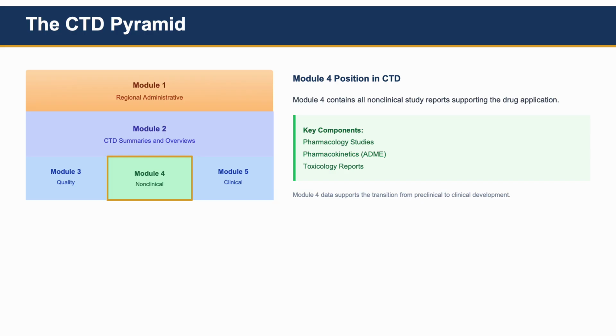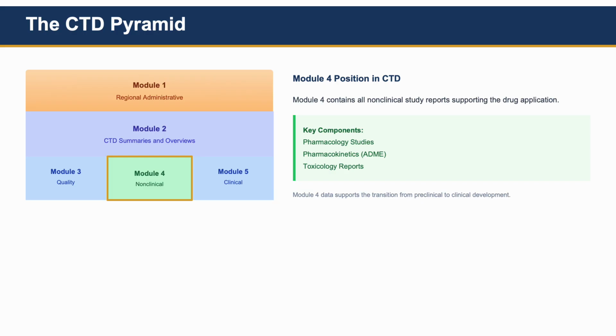At the top is Module 1, which contains regional administrative information and is not part of the harmonized CTD. Module 2 contains summaries and overviews of quality, non-clinical, and clinical information. The base of the pyramid consists of Modules 3, 4, and 5, which contain the detailed data. Module 3 covers quality or CMC information, Module 5 contains clinical study reports, and Module 4, highlighted here, contains all non-clinical study reports.